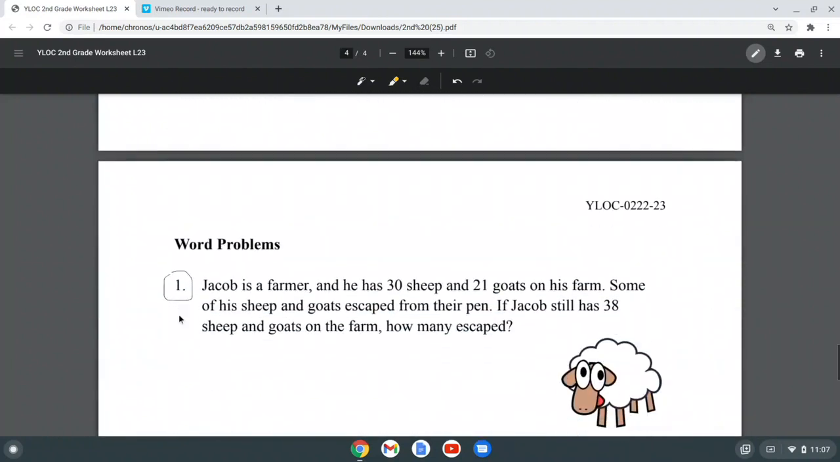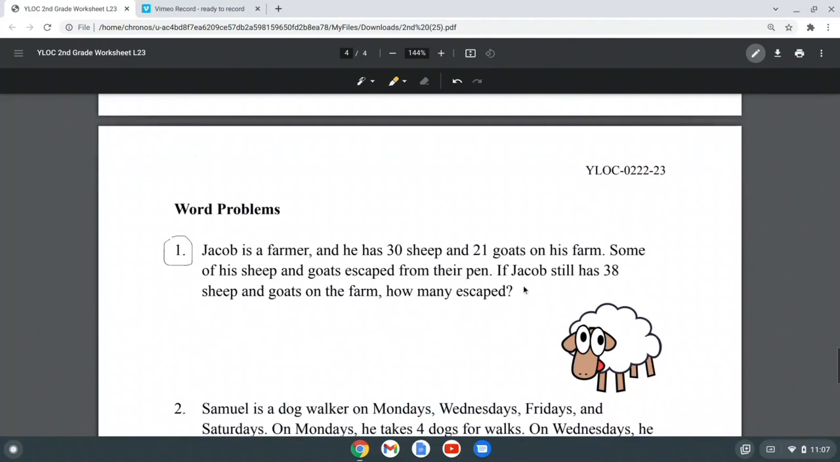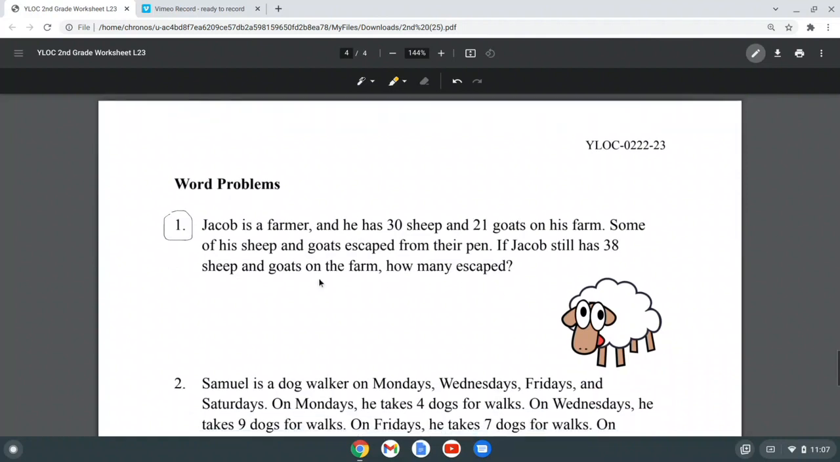Word problems. Jacob is a farmer and he has 30 sheep and 21 goats on his farm. Some of his sheep and goats escape from their pen. If Jacob still has 38 sheep and goats on the farm, how many escaped? So since he has 30 sheep and 21 goats, let's add them to see how many sheep and goats he has in total.